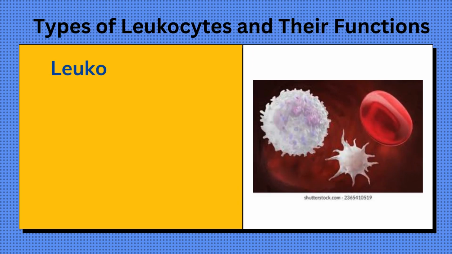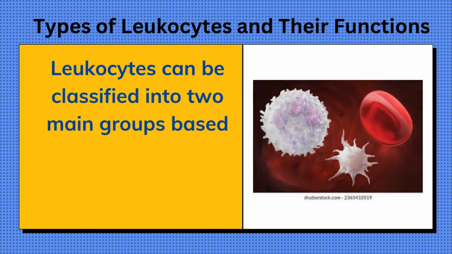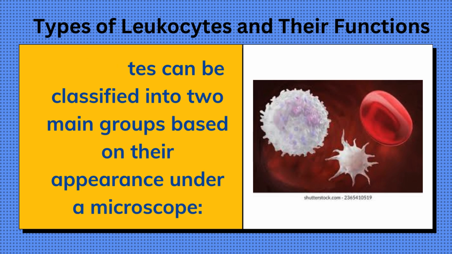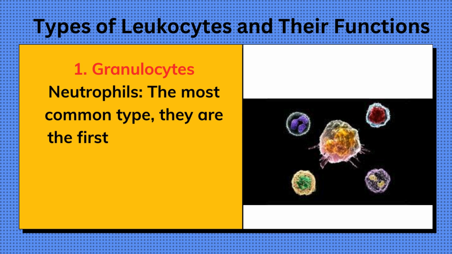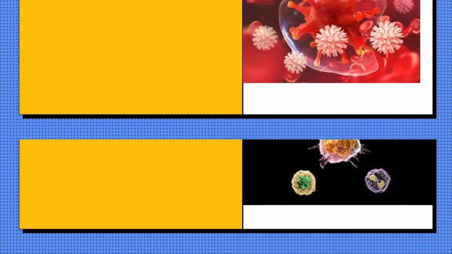Types of leukocytes and their functions. Leukocytes can be classified into two main groups based on their appearance under a microscope. 1. Granulocytes. Neutrophils: the most common type. They are the first responders to infection, engulfing and destroying bacteria.